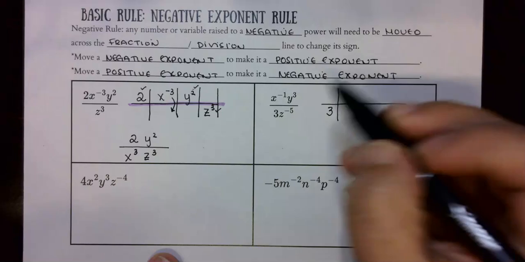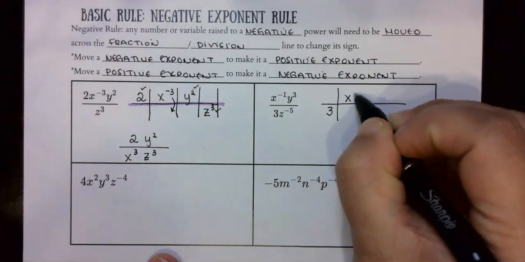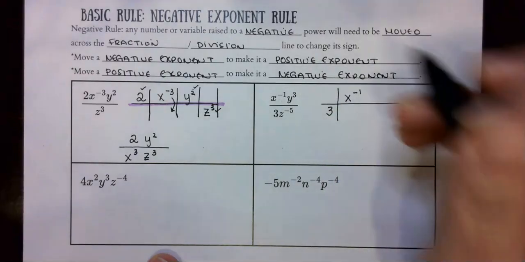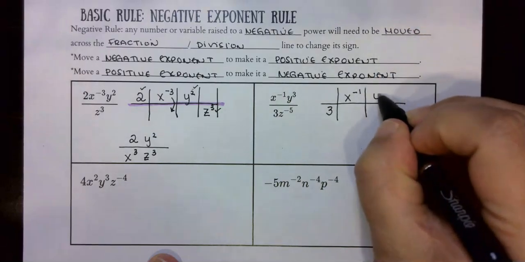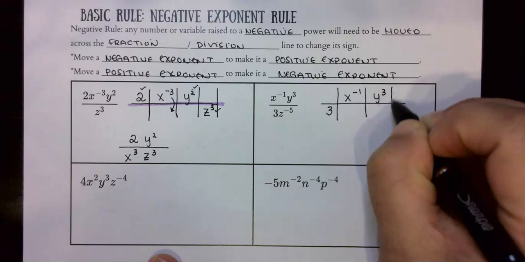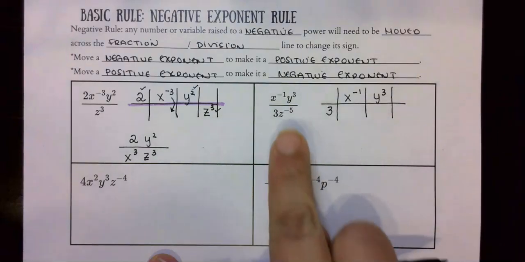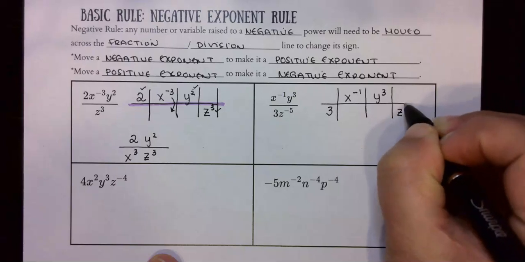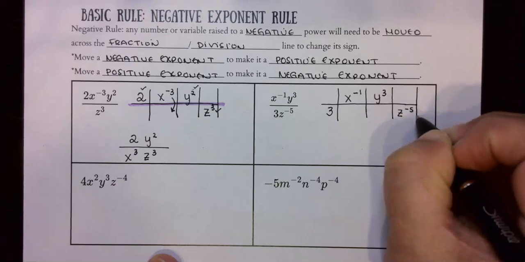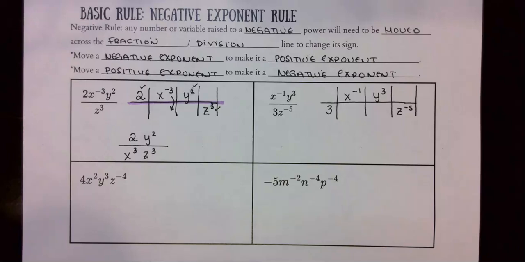Okay. All right, we have this x to the negative 1. There's no x's at the bottom. We have a y to the third power. No y's at the bottom, but we do have the z to the negative 5. And so we don't have any z's on the top, so we're good here. Notice how everything is separate in its own different column.